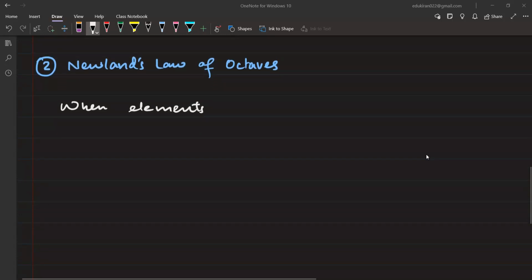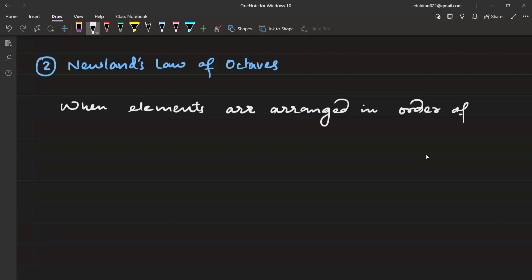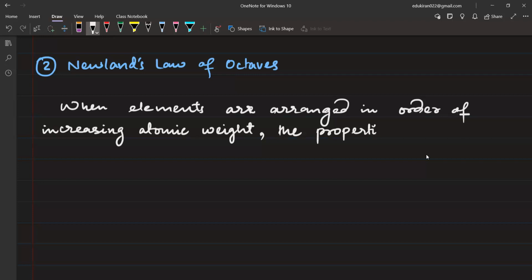So Newland said that when elements are arranged in order of increasing atomic weight, the properties of every eighth element were similar to the first one.